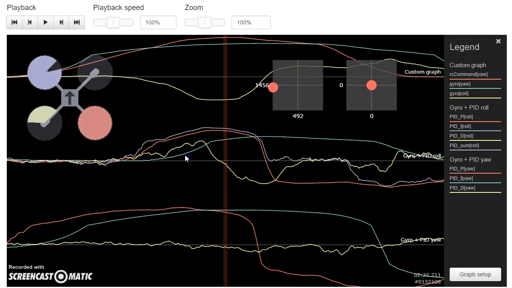Now the situation is trying to correct itself. Now we see that we're still doing the yaw, so this motor is off. This motor now is spinning up, trying to add more thrust to the left side of the copter.